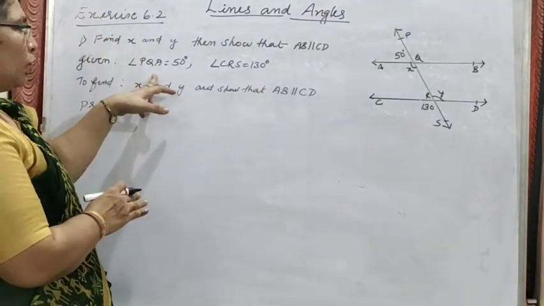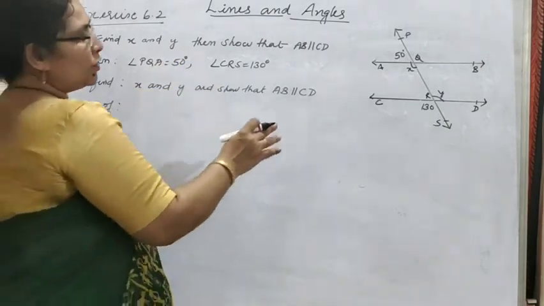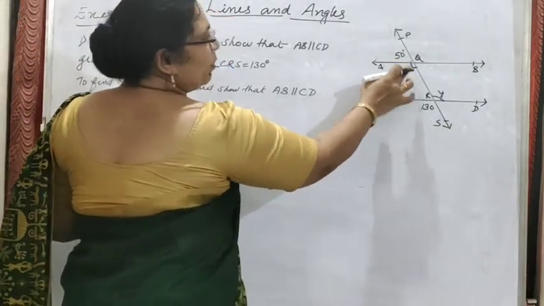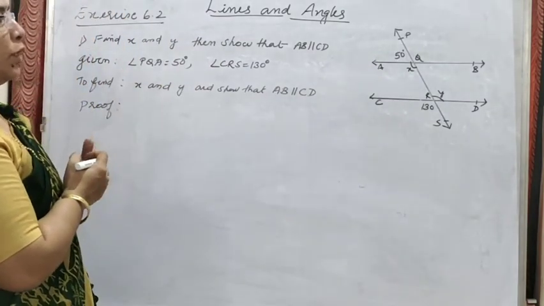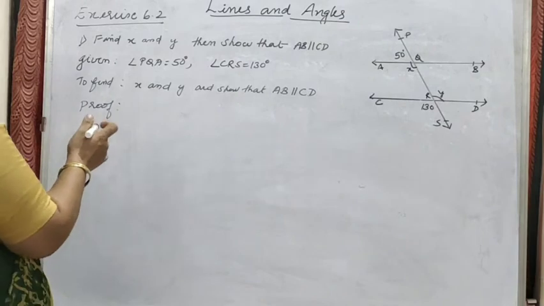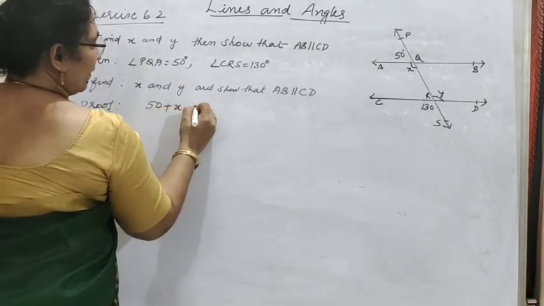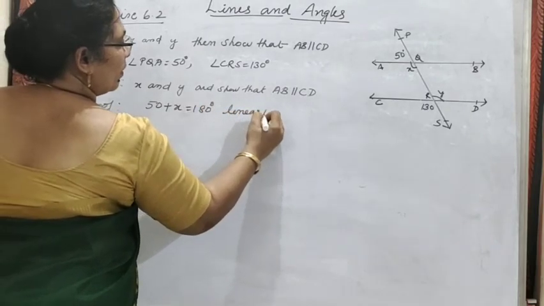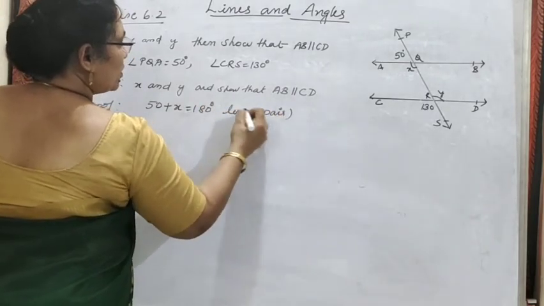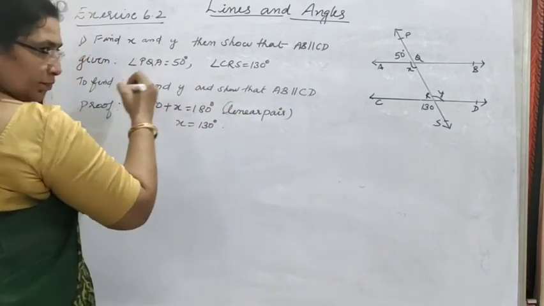Angle PQA is 50 degrees and X is the unknown value. Now my question is, what is 50 plus X? What can you say about that? Because it is a transversal, PQRS is a line only. So 50 plus X equal to 180 degrees, linear pair. This means what is X? X equal to 130 degrees.